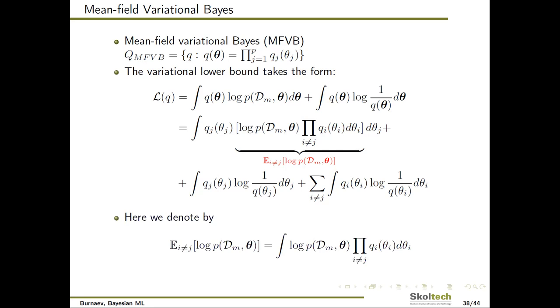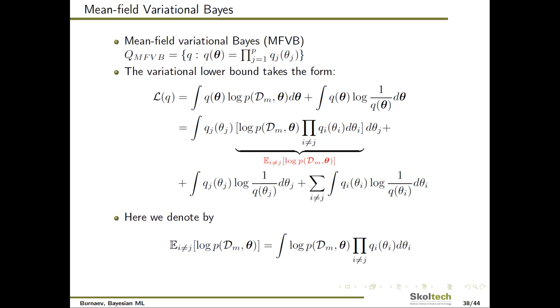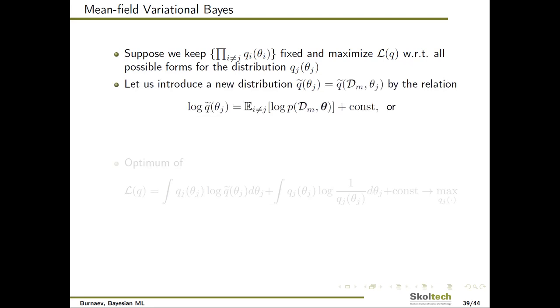Okay, it's pretty easy to see how we define this guy here: first integrate with respect to all Q's except Q_j. So we have this decomposition, where we try to separate the terms that depend on Q_j and those that don't. And why do we do it? We actually want to fix all Q's except one and maximize our ELBO with respect to this remaining component, Q_j. And so, let's introduce Q tilde of theta_j, defined by this expectation we had before.